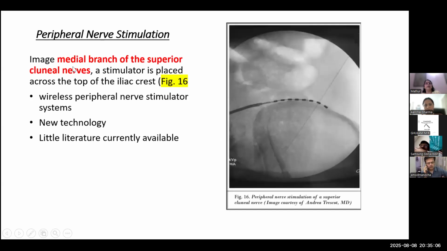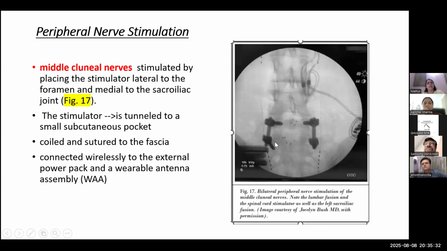The other techniques are peripheral nerve stimulation. In this, there's an image for the medial branch of the superior cluneal nerve. A stimulator has been placed across the top of the iliac crest. I'm not going into much detail in this because the next speaker will be mentioning it in greater depth. So there's a wireless peripheral stimulator system. These are the newer technologies, so little literature is currently available about this.